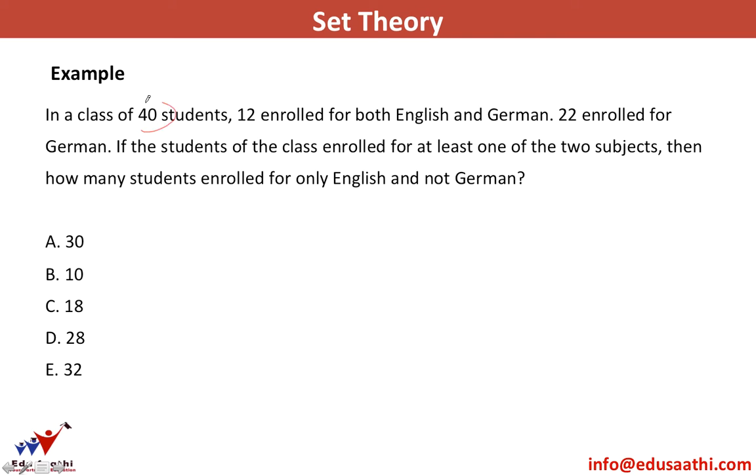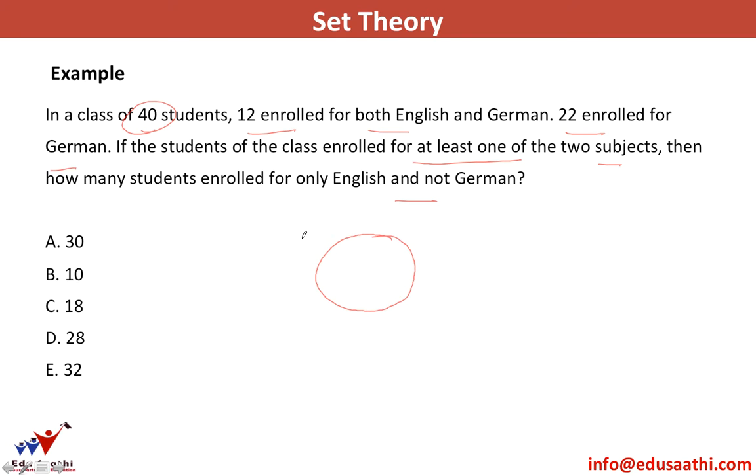In a class of 40 students, 12 enrolled for both English and German, 22 enrolled for German. If the students of the class enrolled for at least one of the two subjects, then how many students enrolled for only English and not German? Let us try this with the help of the Venn diagram.